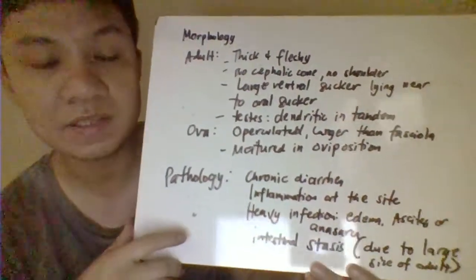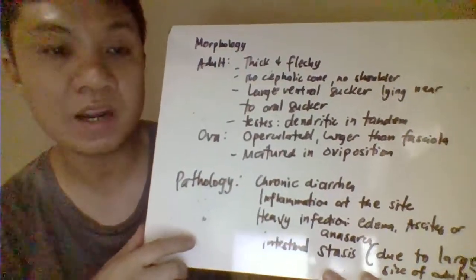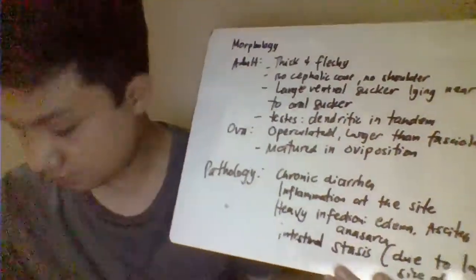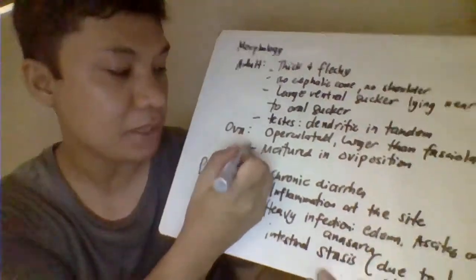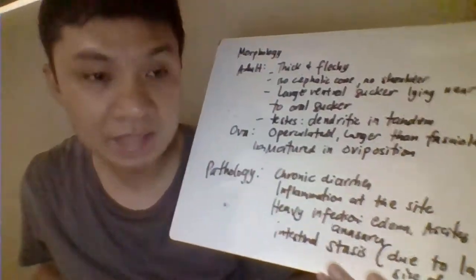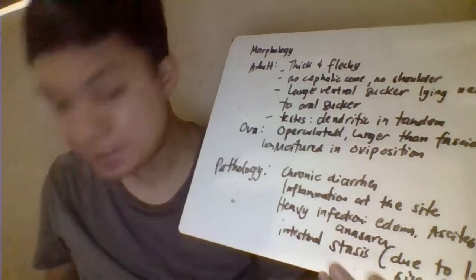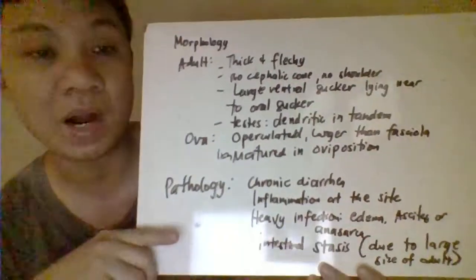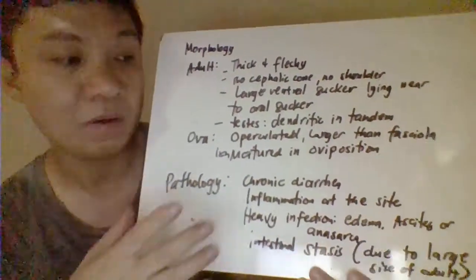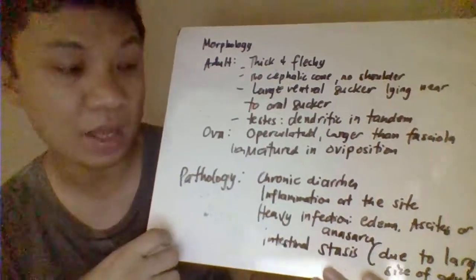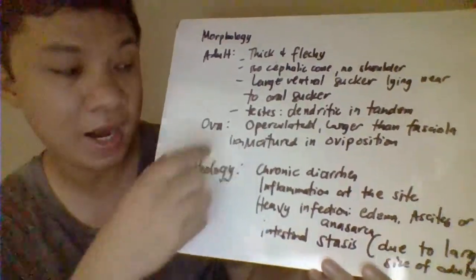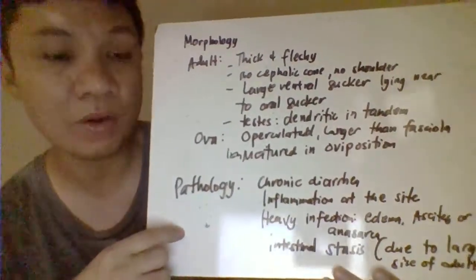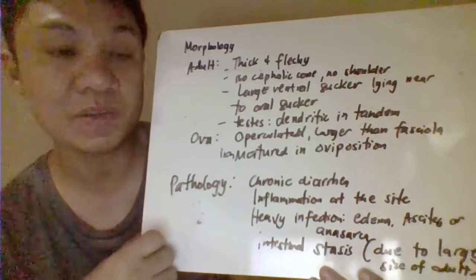Okay, for the ova, this is still an operculated ovum, and it has a characteristic operculum. Upon oviposition, this is immature, unsegmented, and unembryonated. I mean to say, there is no miracidium inside yet, so it requires embryonation in the water before the miracidium hatches. The ova resemble those of Fasciola hepatica, only much larger.